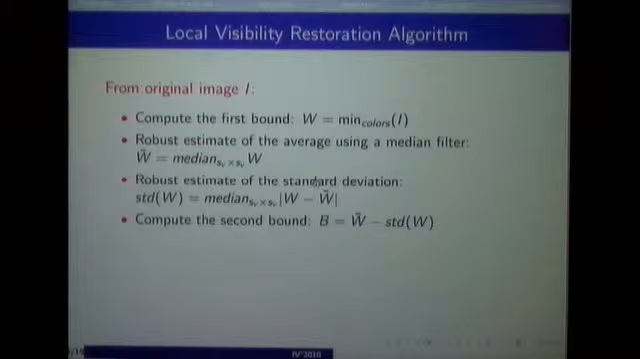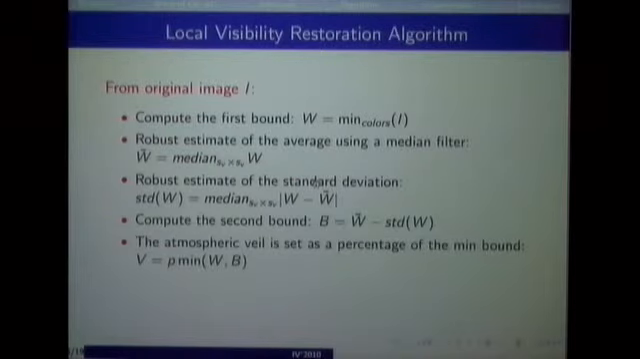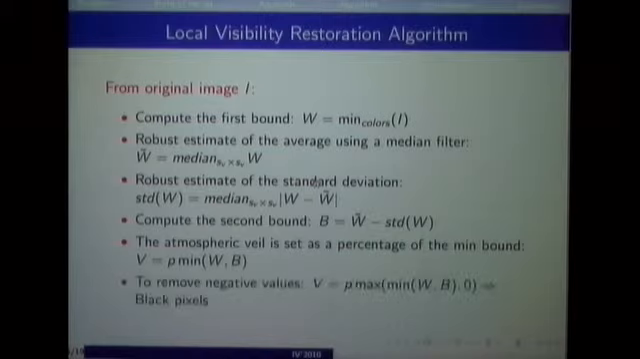And when we have these two bounds on the V, the algorithm is just to say that the chosen atmospheric V will be a percentage of the minimum of the bounds W and B. And sometimes it happens that this V becomes negative. It's not possible to have a negative V, so we do a little thresholding to remove everything which is negative.